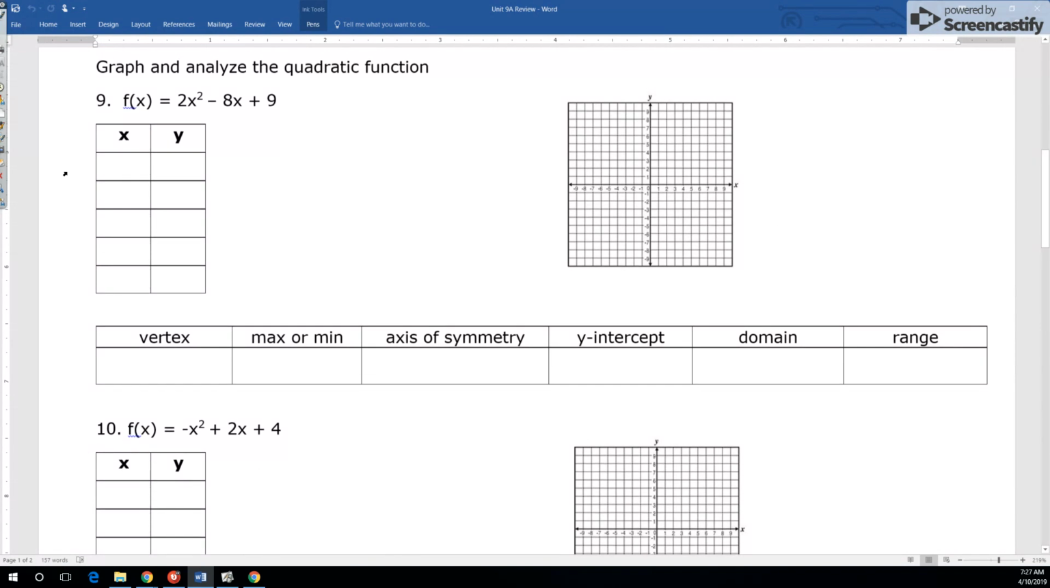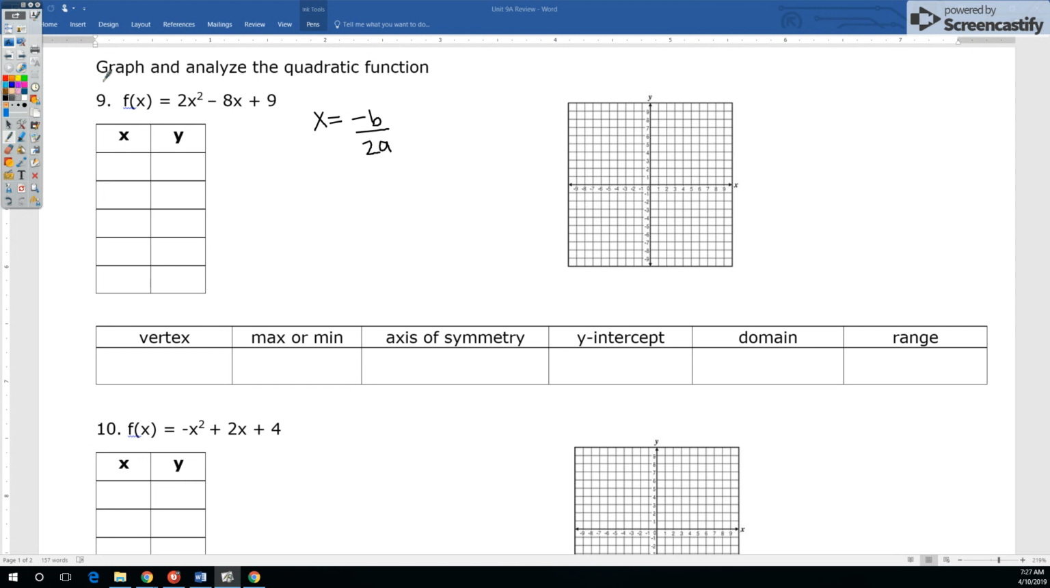Graph and analyze the quadratic function. So we have a formula to find the vertex of a quadratic function, or a parabola is what this shape is called. The formula to find the axis of symmetry and the x value of the vertex is x equals negative b divided by 2a. And the a, b, and c that I'm referring to are these numbers right here. A in front of the x squared, b in front of the x, and c is just the constant at the end.